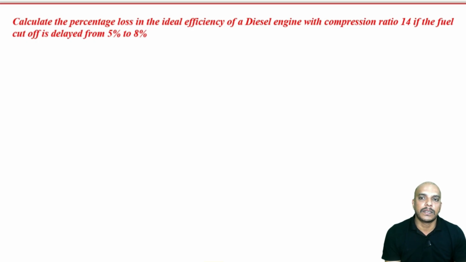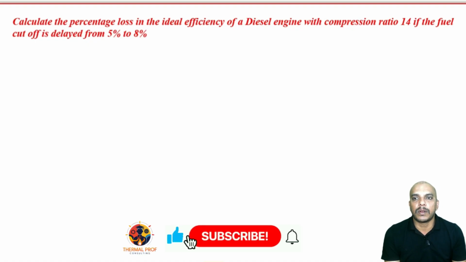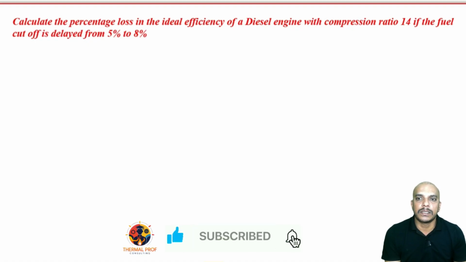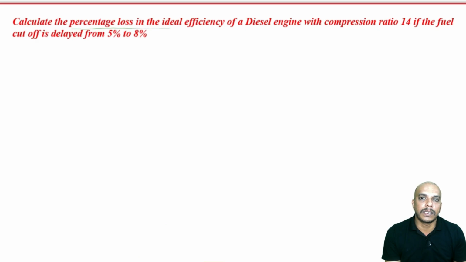In this video, let us take one more problem on diesel engine cycle. Let us read the problem. Calculate the percentage loss in efficiency. So, we are talking about loss in ideal efficiency of a diesel engine with a compression ratio of 14. Now, it has been given to us compression ratio is 14, and we also know that compression ratio of diesel engine is a little higher than compression ratio of petrol engine, where typically in petrol engine it will be 6 to 8, whereas in diesel engine it may go up to 15. And if the fuel cutoff is delayed from 5% to 8%.